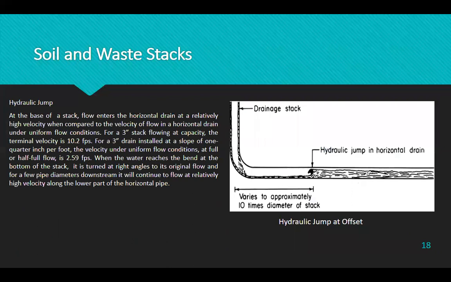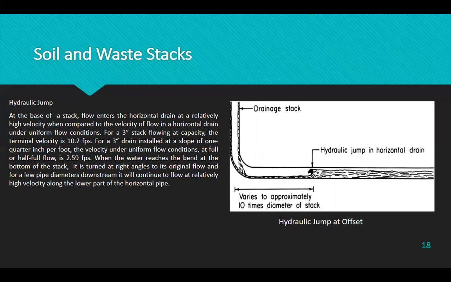Hydraulic jump. At the base of the stack, flow enters the horizontal drain at a relatively high velocity when compared to the velocity of flow in a horizontal drain under uniform flow conditions. For a 3-inch stack flowing at capacity, the terminal velocity is 10.2 feet per second. For a 3-inch drain installed at a slope of 1/4 inch per foot, the velocity under uniform flow conditions at full or half full flow is 2.59 feet per second.